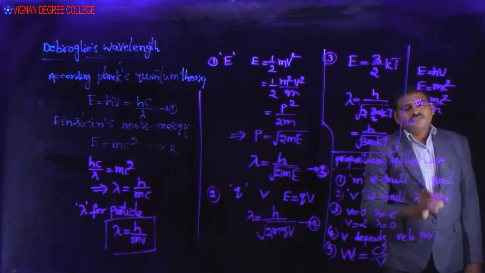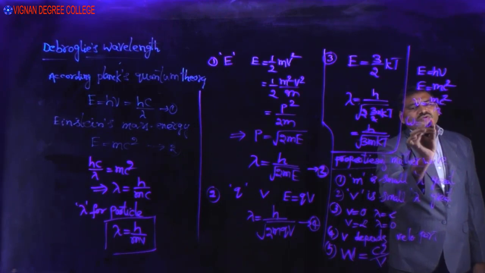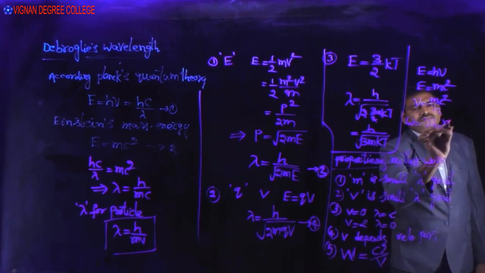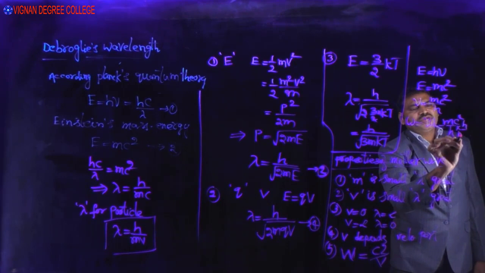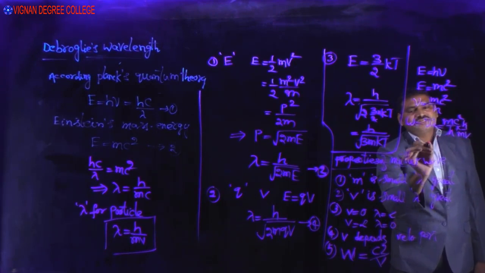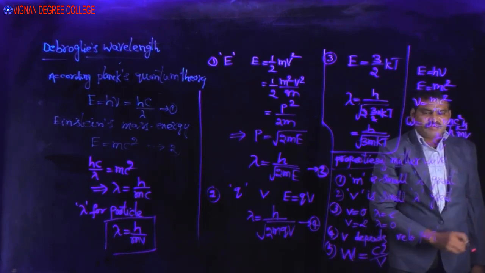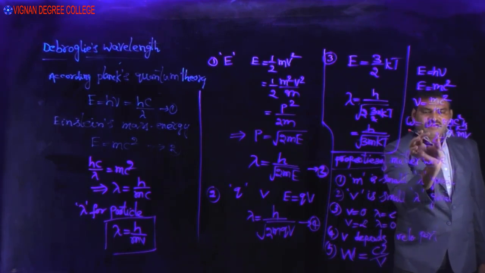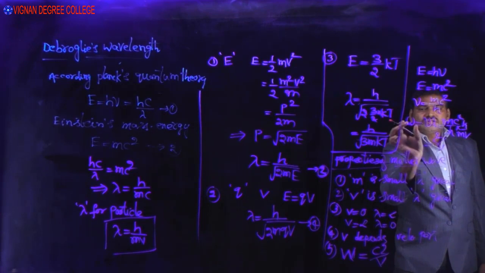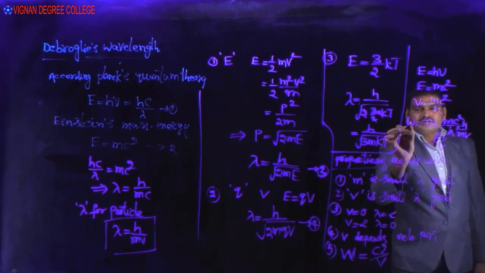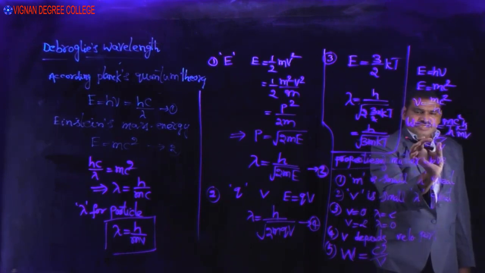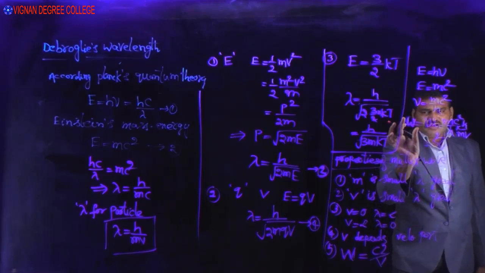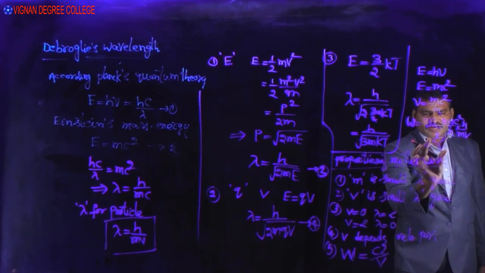W is the velocity of matter waves. This is equal to nu lambda. Nu is mc square by h, and lambda is the de Broglie wavelength h by mv. Here m is cancelled, h is cancelled. W is equal to c square by v. Here c is the velocity of light and v is the velocity of the particle. As the velocity of the particle never exceeds the velocity of light, from this equation we can say the velocity of matter waves is greater than the velocity of light. From this we conclude that the velocity of matter waves W is always greater than the velocity of light.